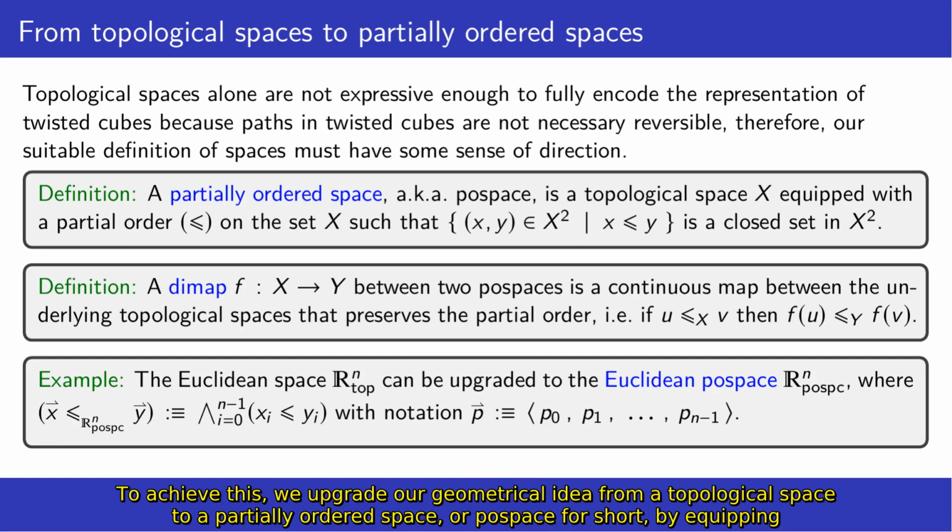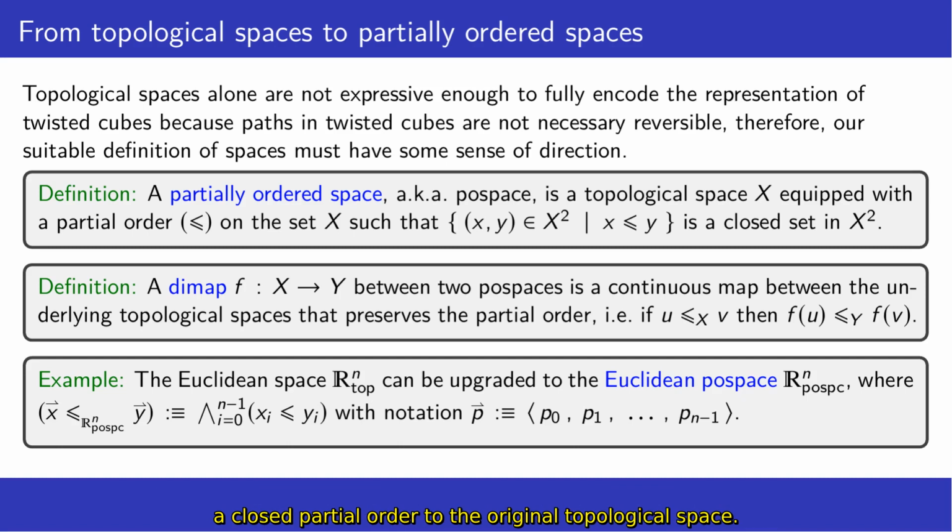To achieve this, we upgrade our geometrical idea from a topological space to a partially ordered space, or pospace for short, by equipping the original topological space with a closed partial order.